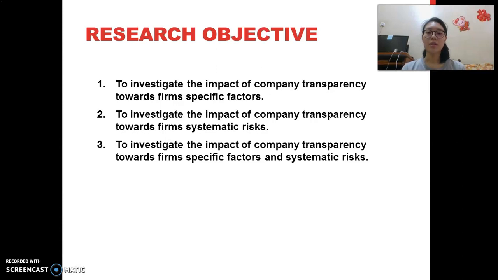The research objectives are to investigate the impact of company transparency toward firm-specific factors, to investigate the impact of company transparency toward firms' systematic risk, and to investigate the impact of company transparency toward firms' specific factors and systematic risk.